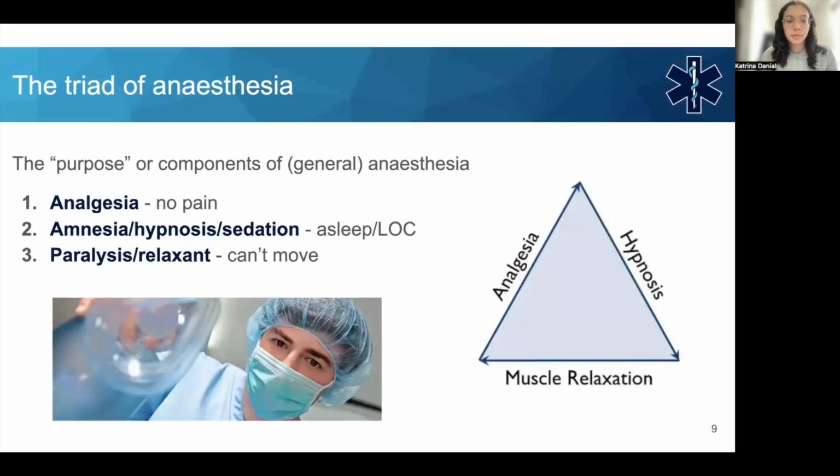Okay. And we always talk about the triad of anaesthesia, so the 3 components. The first one is obviously analgesia, taking away the patient's pain. The second one is amnesia or hypnosis, putting them to sleep or inducing a state of unconsciousness, so they can't remember anything or they can't feel anything. And the third one, which is not always applicable to every single surgery, is called paralysis. So paralyzing the patient so they don't move at all for the surgery, but we'll talk about that shortly.